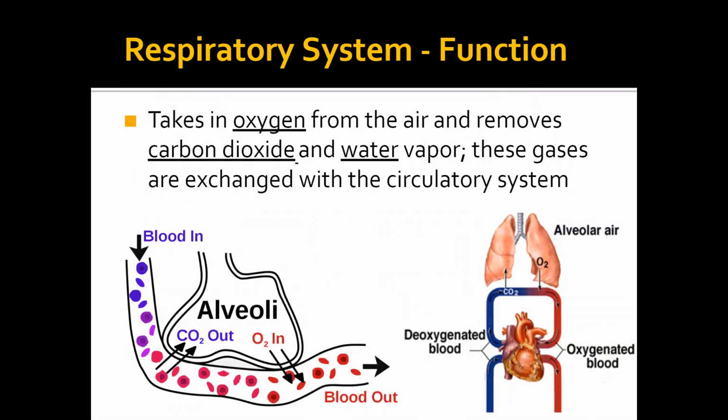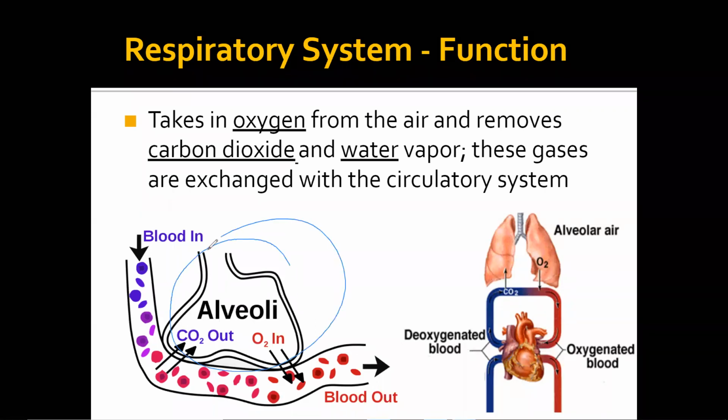Your respiratory system is next. It's going to take in oxygen from the air and remove carbon dioxide and water vapor. These gases are going to be exchanged within the circulatory system. So when you breathe in, air is going to travel into your lungs and through your trachea, through your bronchi, through your bronchioles, and finally it's going to arrive at these tiny little air sacs here called alveoli.